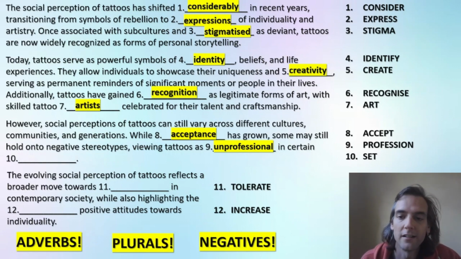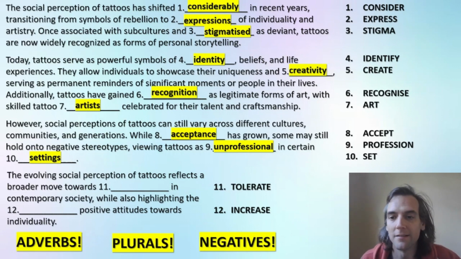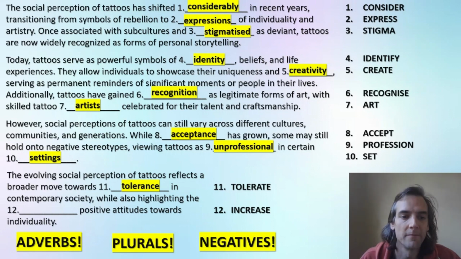Number 10, this is just a specific word, isn't it? I wanted to include some that are just, you have to know the word. That we're talking about a place, a situation. There's going to be the settings. Again, plural, because certain settings, not in a certain setting, but in certain settings. Number 11, similar to number 8. So I always try to include some patterns on these to prove that there are patterns you can learn. Accept, acceptance. Tolerate, tolerance. It is the same suffix.